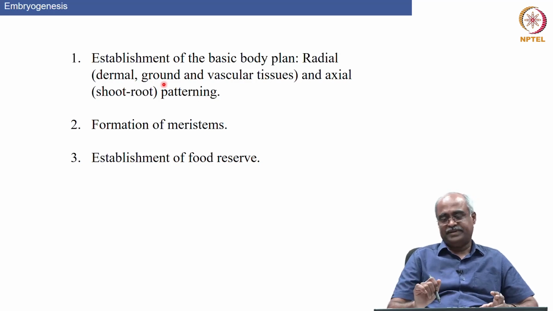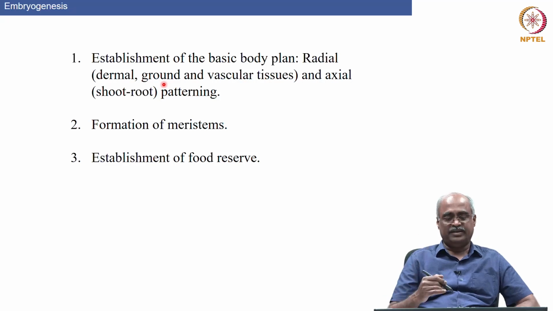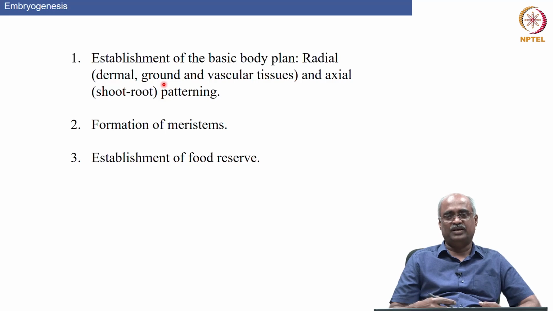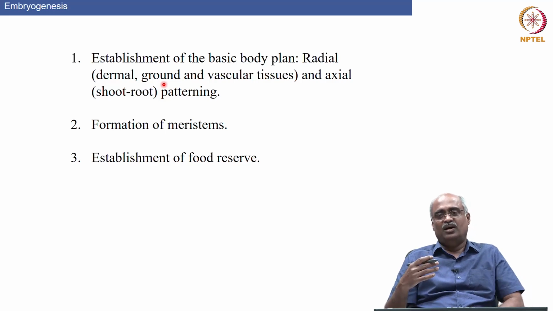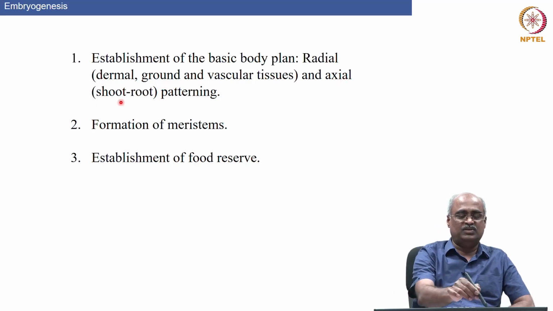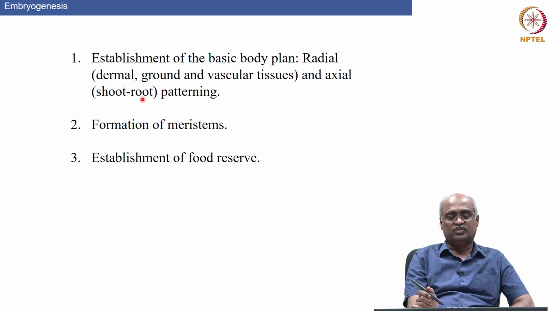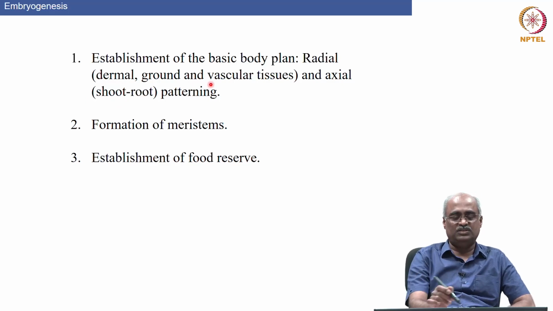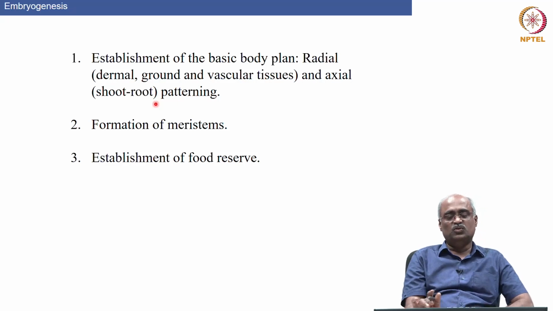That is the radial patterning. Then you have top bottom, instead of left right. Here we talk about top bottom because plants are rooted in the soil and they grow away from the soil, and the root goes into the soil, right. Therefore, there is an axial patterning as well, that is shoot root. So, here you have three types of tissues and here you have two types, one is the shoot and the other is the root. These two patterning needs to be established. So, that is the basic body plan.